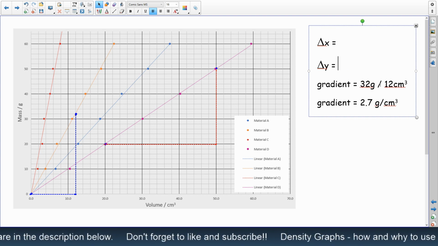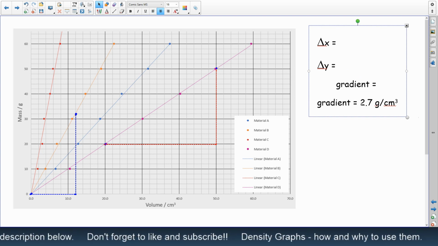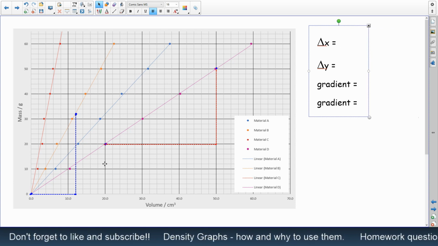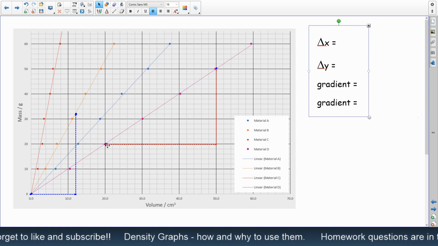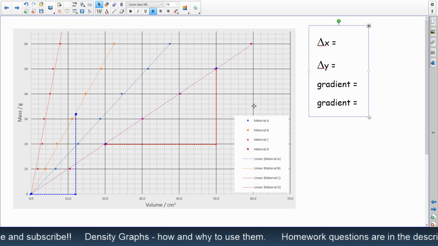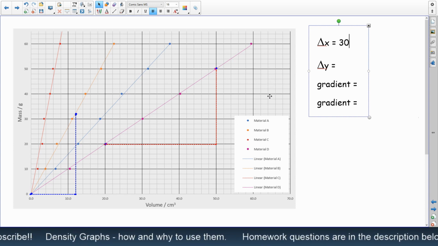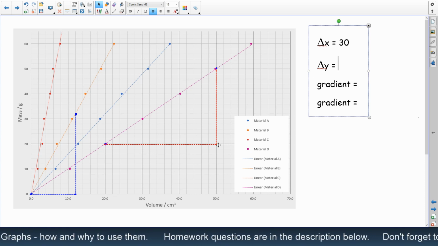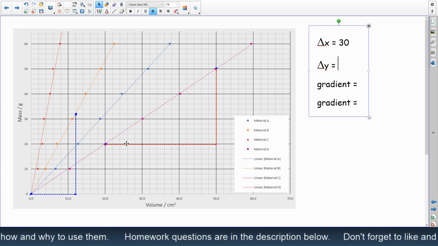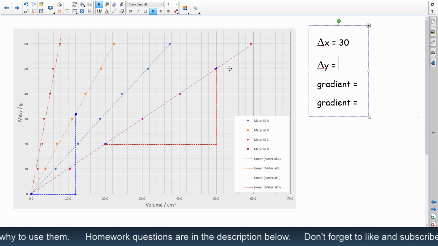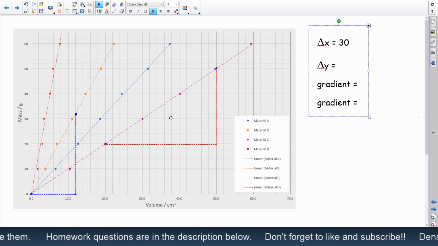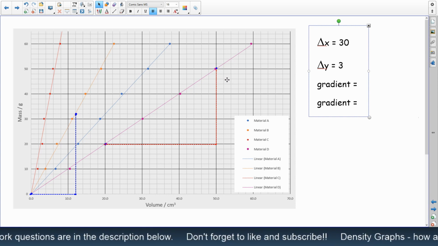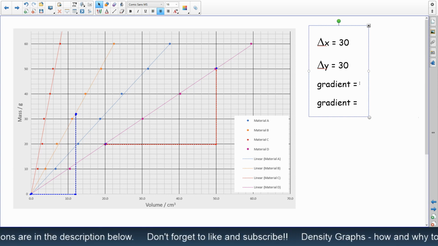So let's just delete this out, so we have space to put in our new information. So delta x to start with. We start at 20, and we go across to 50, so delta x is a nice simple 30. And remember, it's 30 centimeters cubed, though we're not going to write that in. Delta y goes from 20 on the y-axis up to, again, 50 on the y-axis, so 20 up to 50. So that gives me a change in y, again, of 30. So that makes life nice and simple.